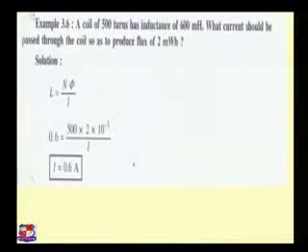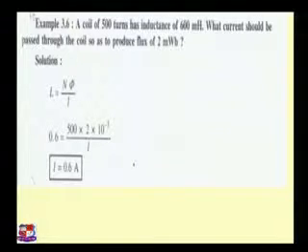Now we solve some examples. Example number 1. A coil of 500 turns has an inductance of 600 millihenry. What current should be passed through the coil so as to produce flux of 2 milliweber?